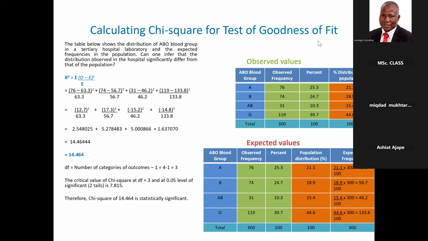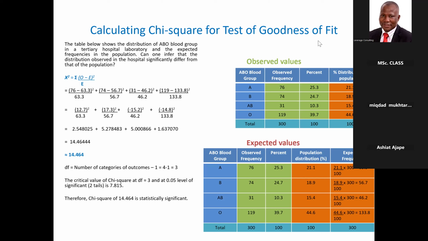Because this one is one sample. It's not cross tabulation, and it's just one variable. So the degree of freedom is number of categories minus 1. The ABO blood group has 4 categories: A, B, AB, and O. So it is 4 minus 1, making 3.